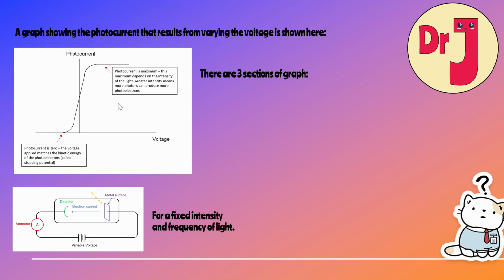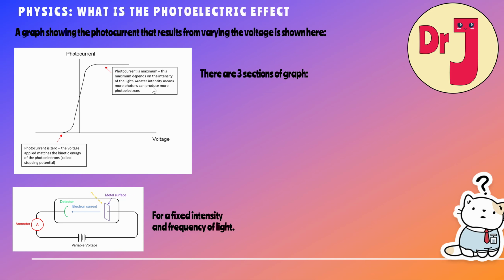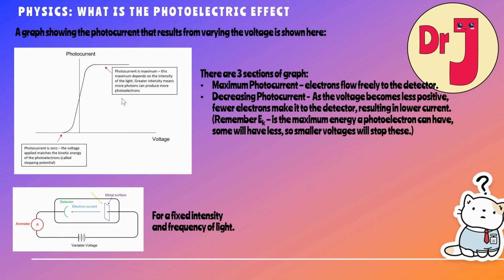So let's have a look at this graph here. This is a graph showing the photocurrent that results from varying the voltage. So that's the voltage that we're talking about just here. There are three sections to the graph. We have the maximum photocurrent at the top here. And this is when our electrons are flowing freely to the detector. It doesn't matter how much more negative I make the voltage here, sorry, positive I make the voltage here, that's the maximum current that can flow.